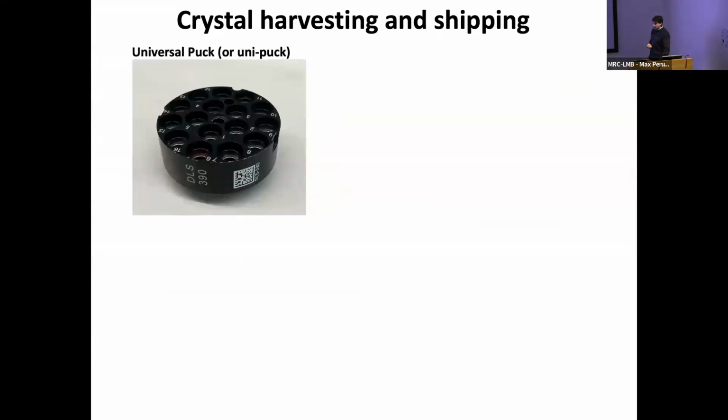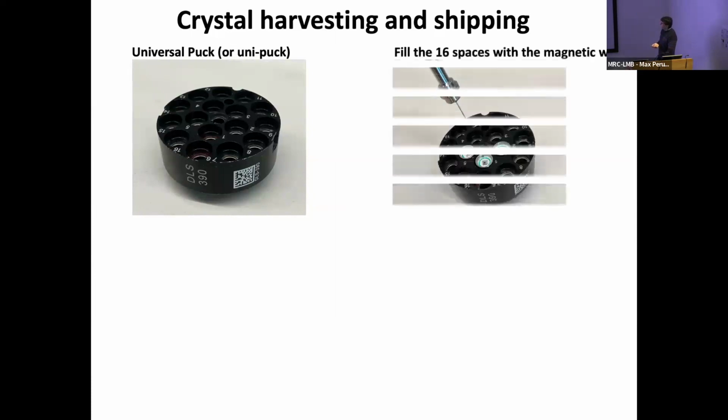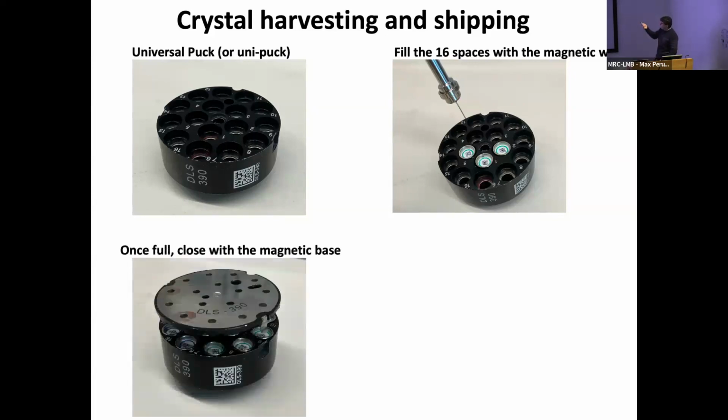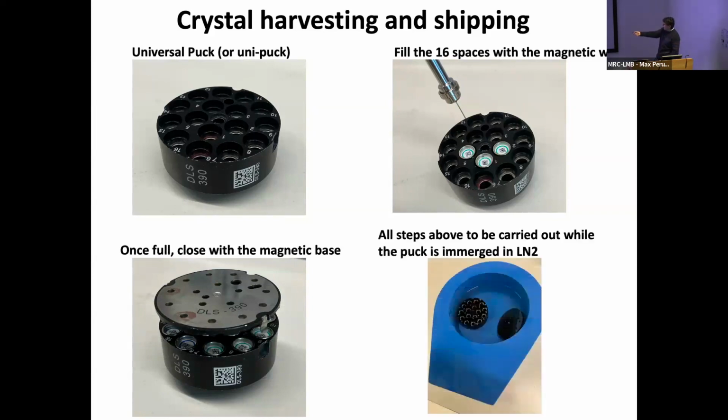If you want to ship to the synchrotron, or you want to carry your crystal, we use this, called universal pack or unipack. With this wand, there's a release button. Once you take your crystal out of the drop, you can go inside the pack and release it. Once the pack is full, you close it with the magnetic base, put it into your liquid nitrogen dry shipping dewar, and send it to Diamond. Of course, what you're seeing here, in real life, is all done under liquid nitrogen. But still, it's not that difficult.